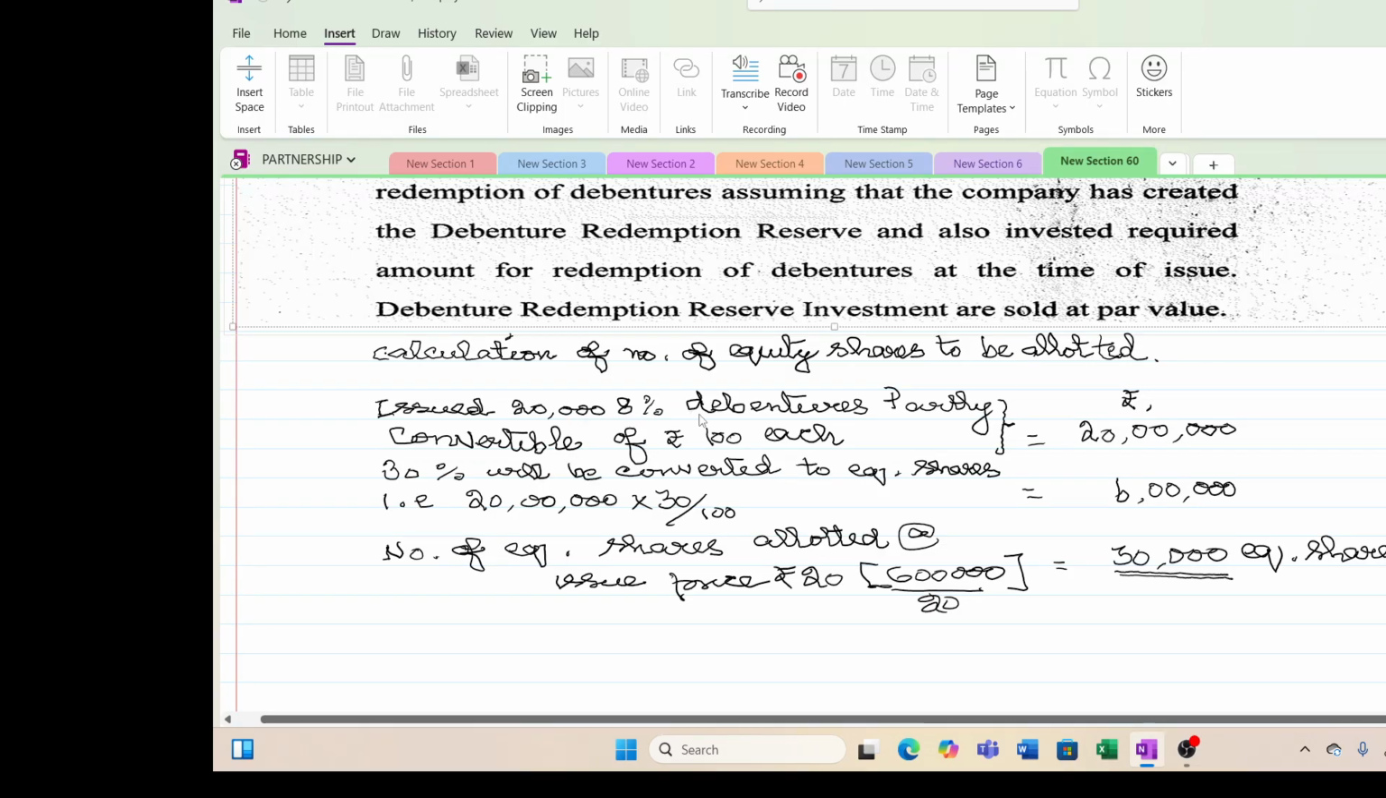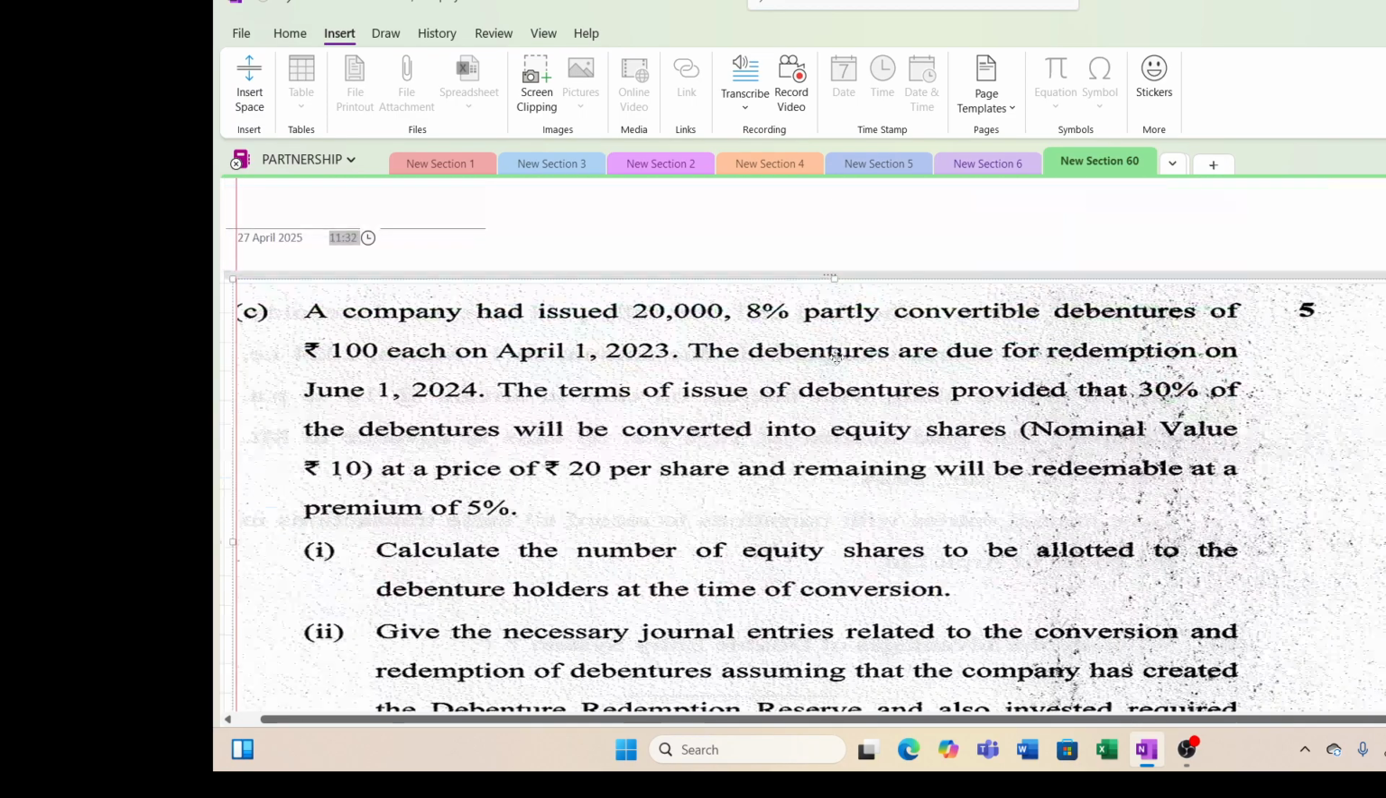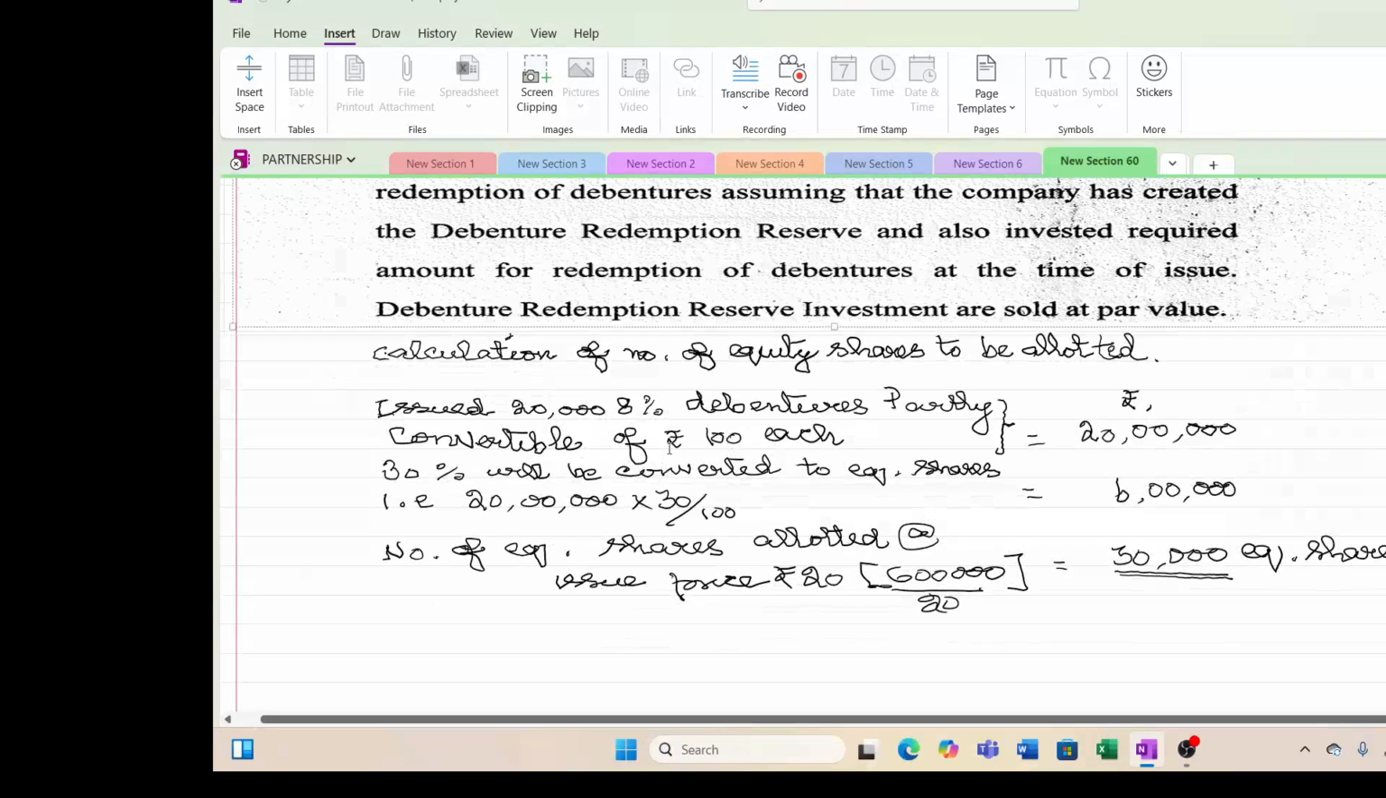Issued 20,000 8% debentures which are partly convertible. So the total amount of 20,000 debentures of 100 each will become 20 lakh. Out of this, 30% will be converted automatically. They didn't ask for any option. They clearly mentioned that the terms of issue itself is saying that 30% will be converted into equity shares. So now 30% of 20 lakh is 6 lakh rupees. Now they are going to allot equity shares for this 6 lakh rupees.